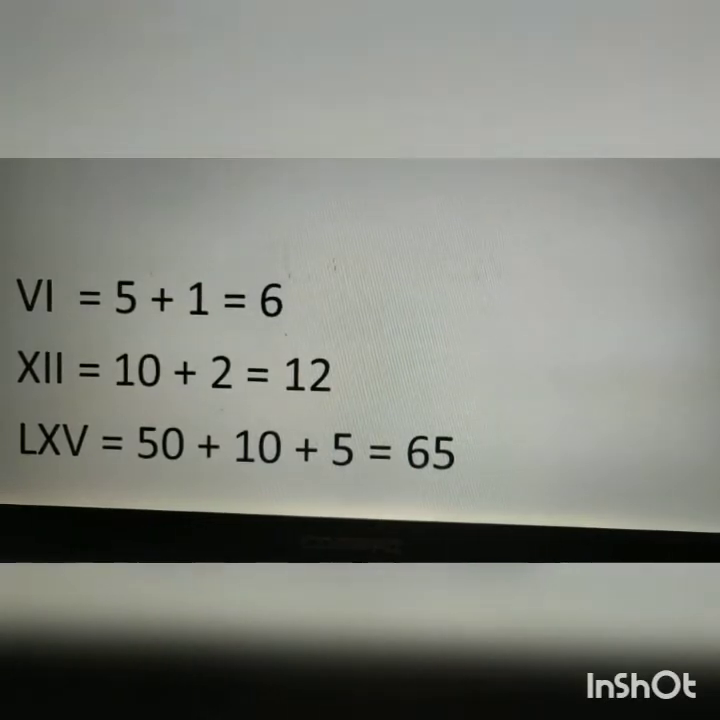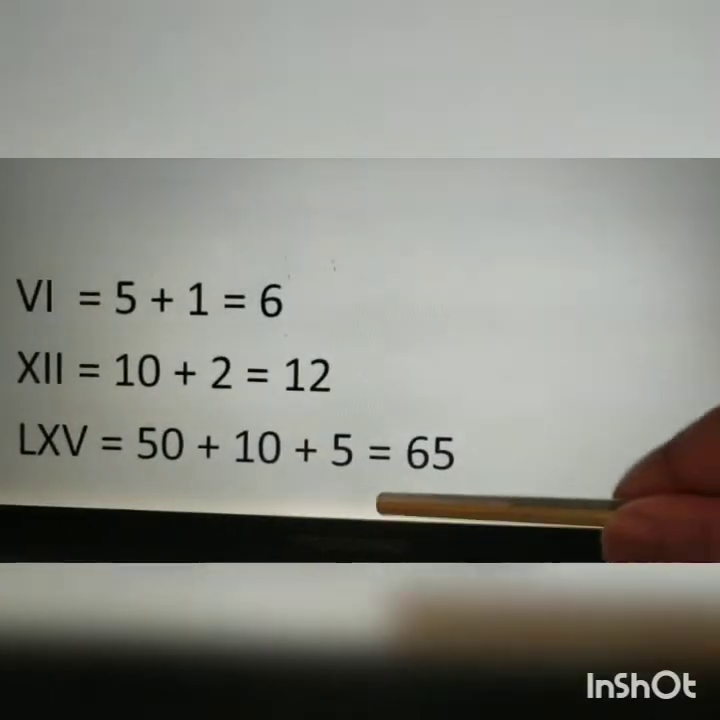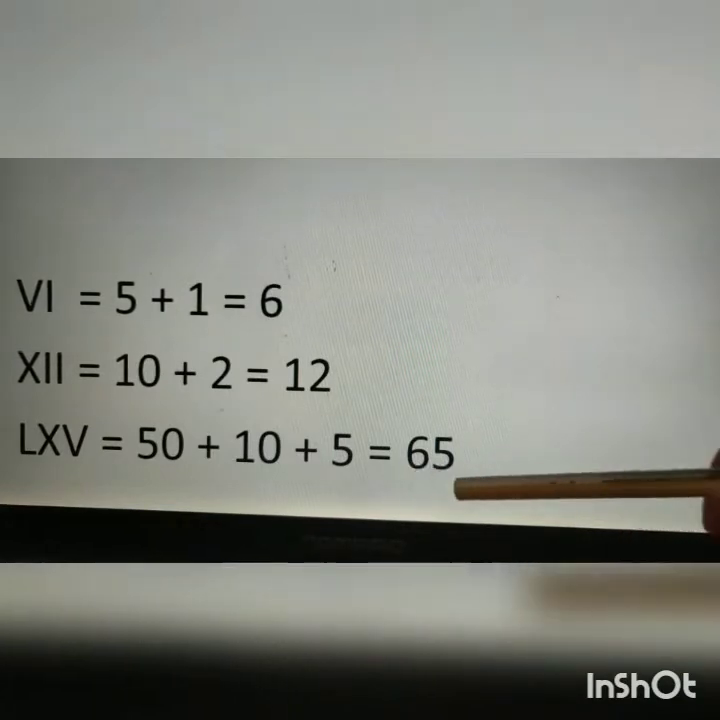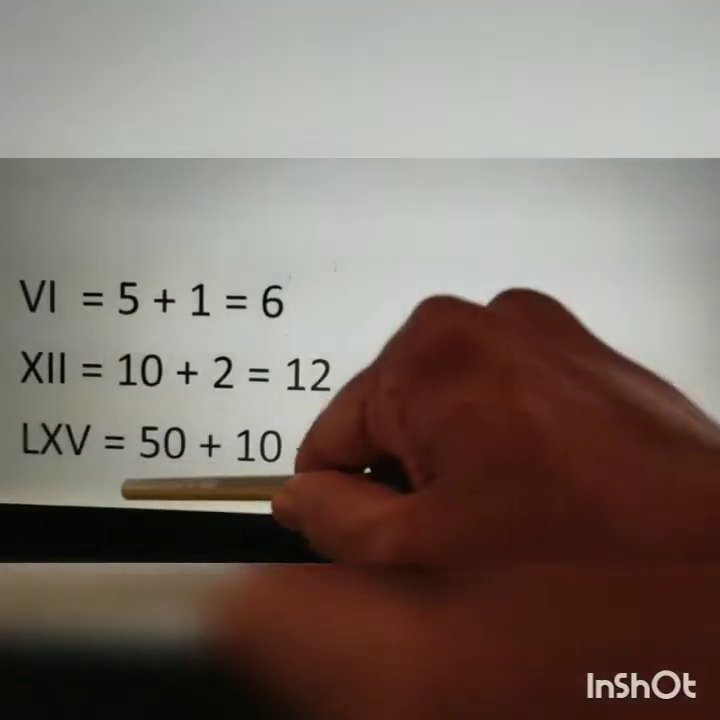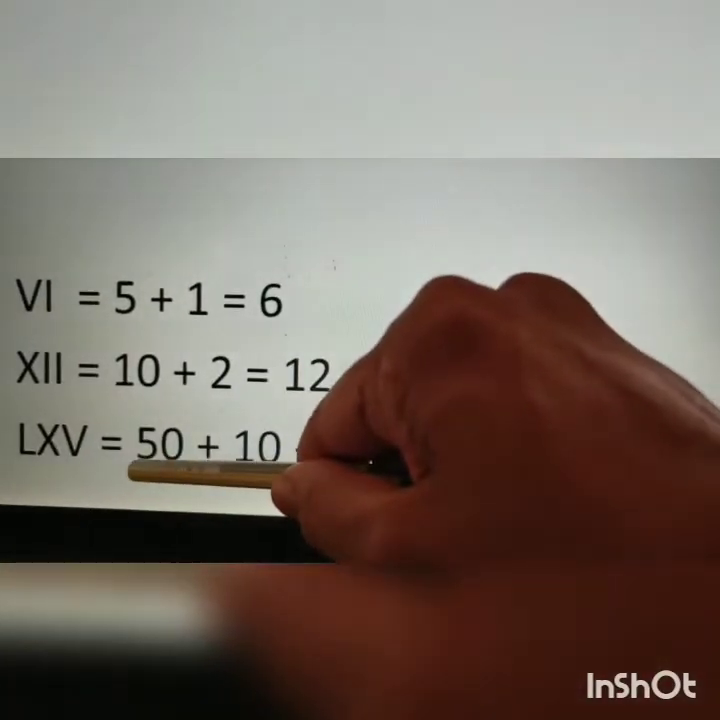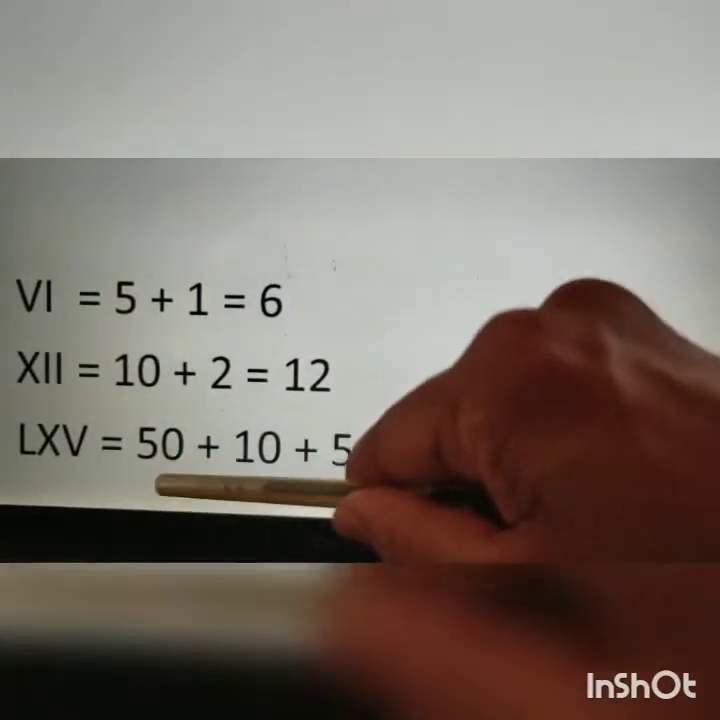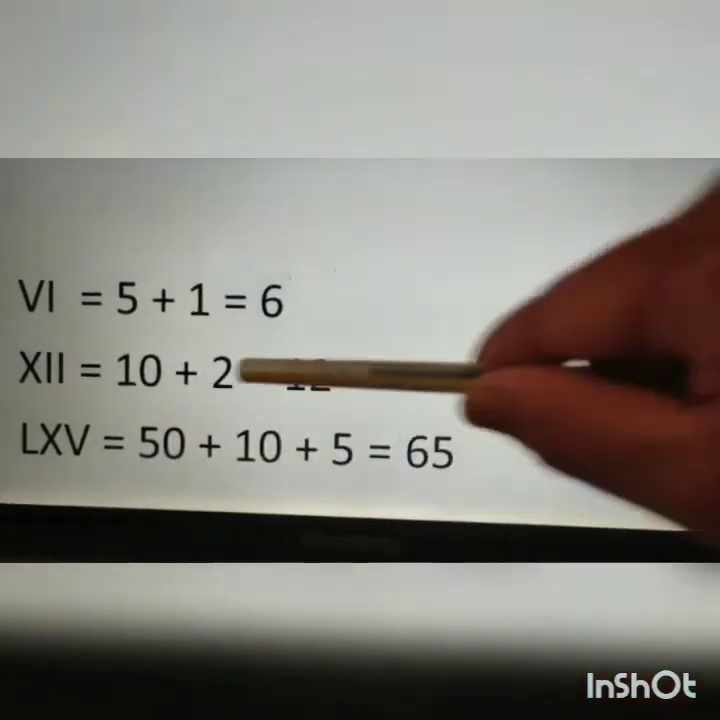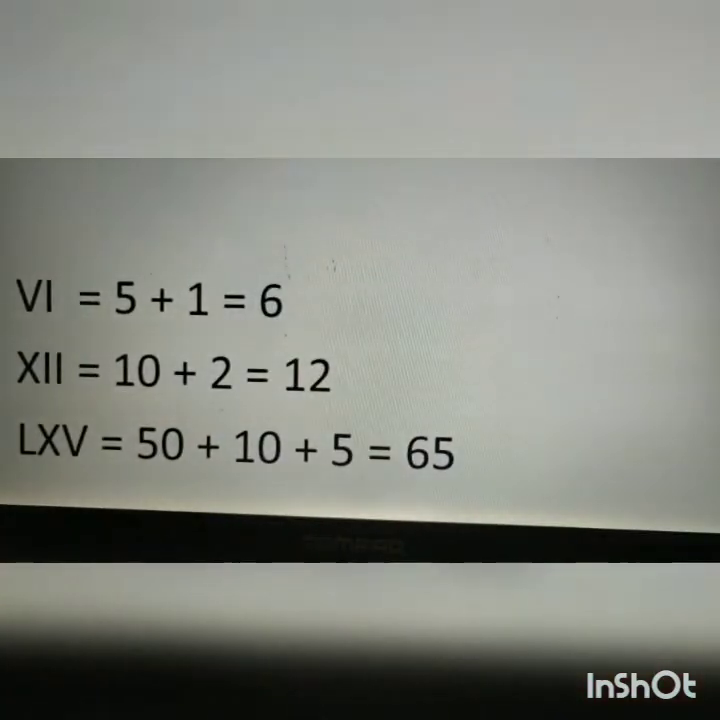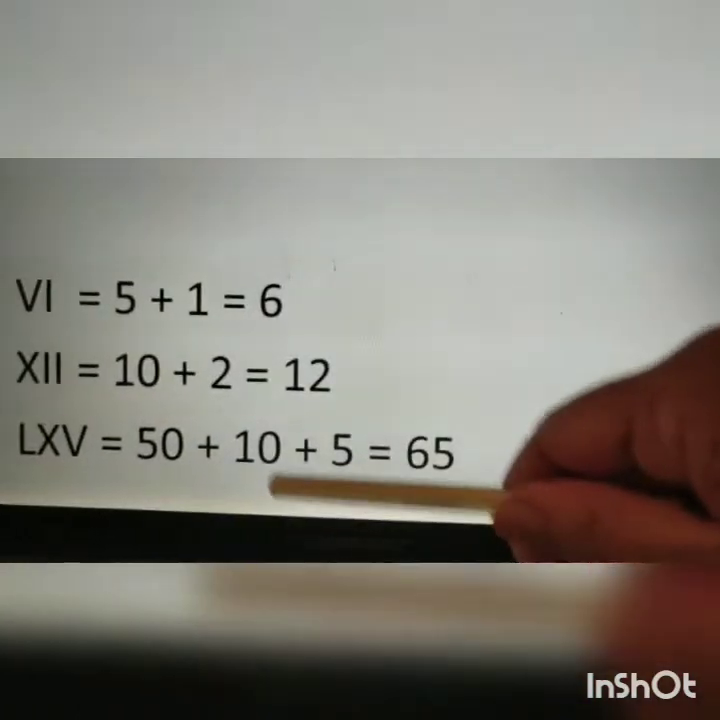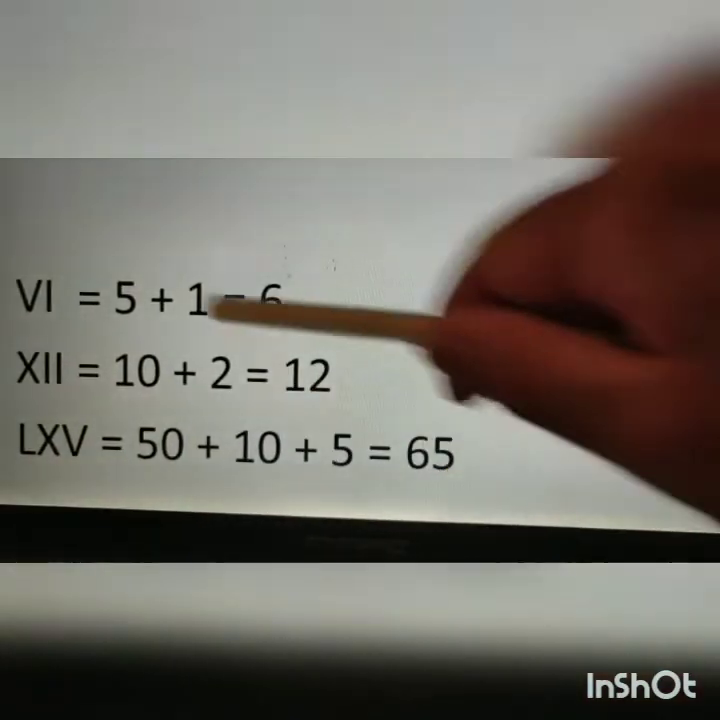Similarly, in the reverse process also, to find the Roman numeral of 65, we can split the number like this. Because these numbers are all important and I have already represented them in the table and shown the important Roman numerals. From that you will get it, and you can represent 65 like this.